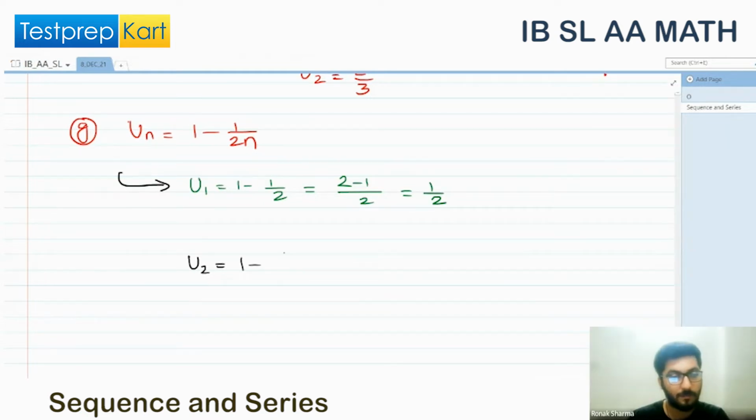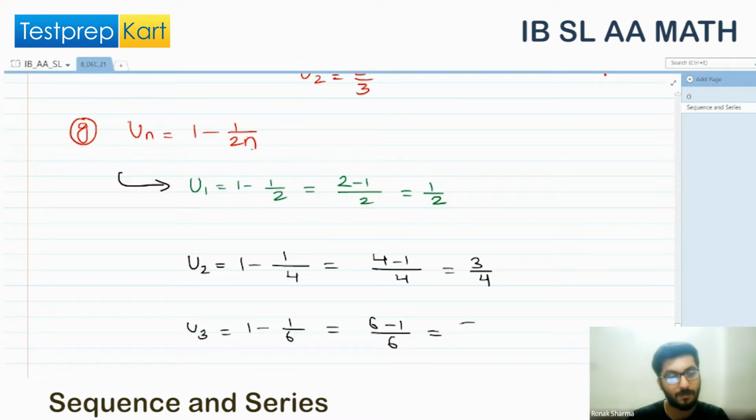Okay. So 1 minus 1 by 2 into 2 will be 4. So this will become 1 minus 1 by 4. So that means 4 minus 1 by 4. So this will become 3 by 4. Then U3 will be 1 minus 1 by 2 times 3, that is 6. So 1 minus 1 by 6. So this will become 6 minus 1 by 6, that is 5 by 6.